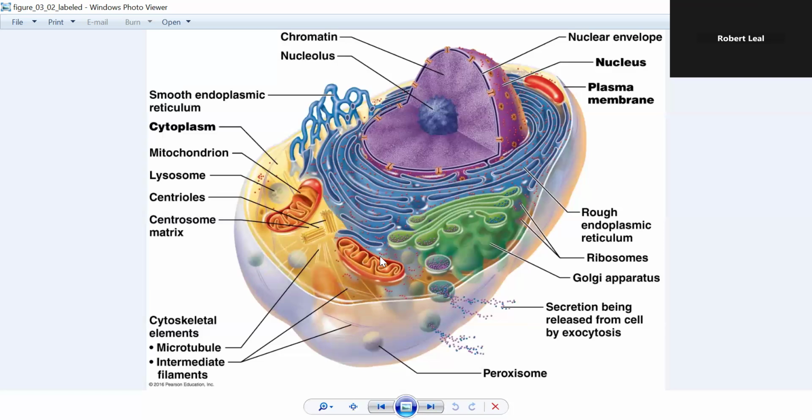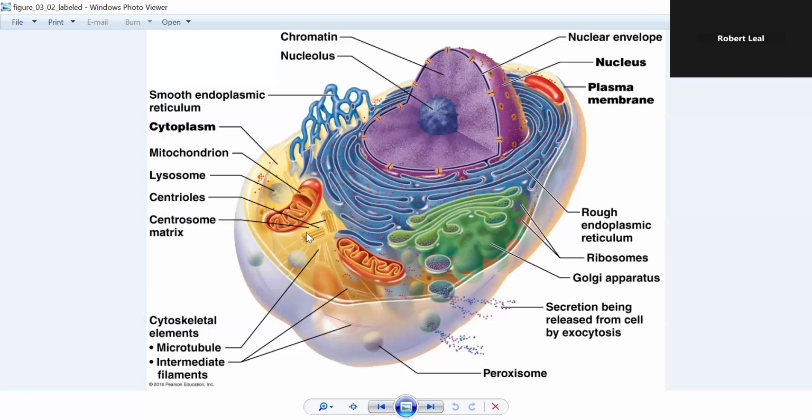We've seen this organelle before in chapter 1. Kind of looks like a bean structure. It's called mitochondria. And the mitochondria are typically where you make the majority of your ATP, that molecule that all cells need to produce in order to survive.